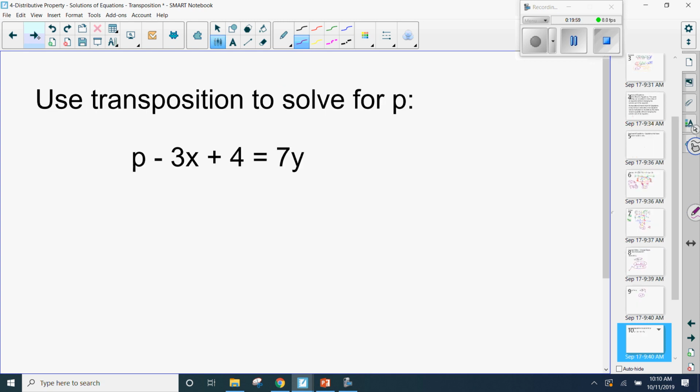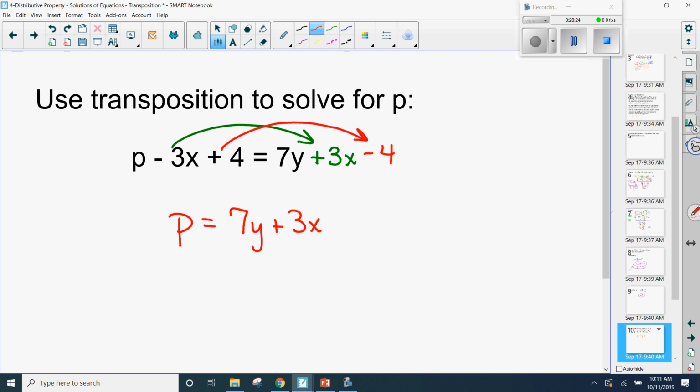So if I give you this, that challenges you a little bit. What do we want to solve for? P. So what do I have to move to the other side? The 3x has to move over. It's negative, so it becomes positive 3x. I have to move the 4 over, so it becomes negative 4. And you get P is equal to 7y plus 3x minus 4. Probably not much work you need to show on your homework. As you go to write this down on your paper, mentally you're going to move that over and change the sign.